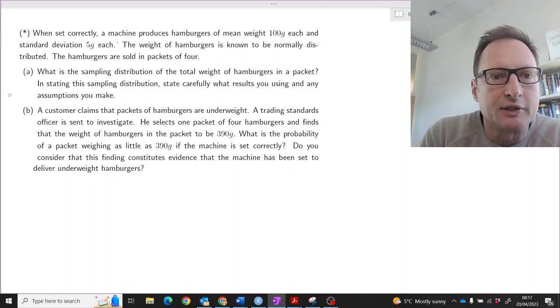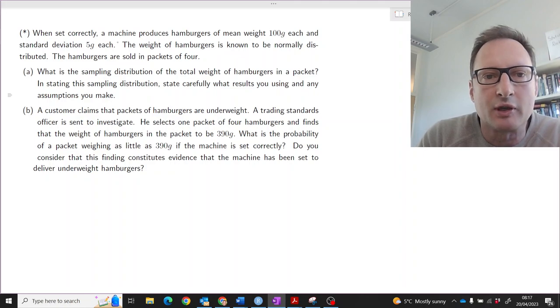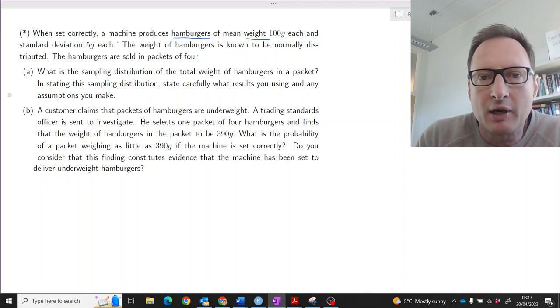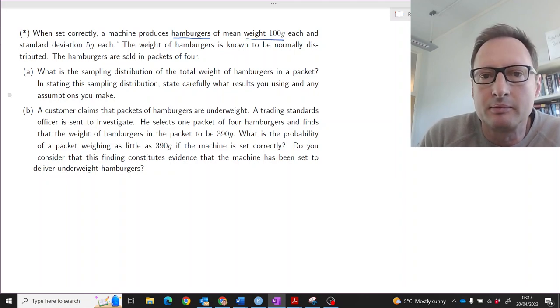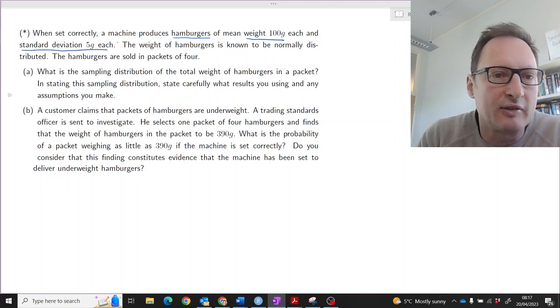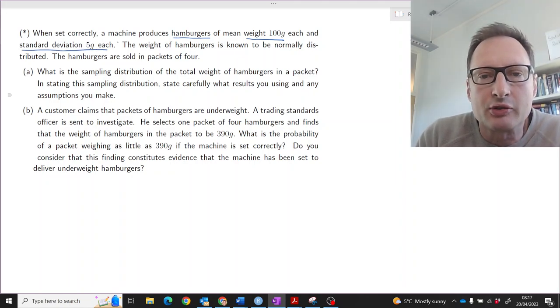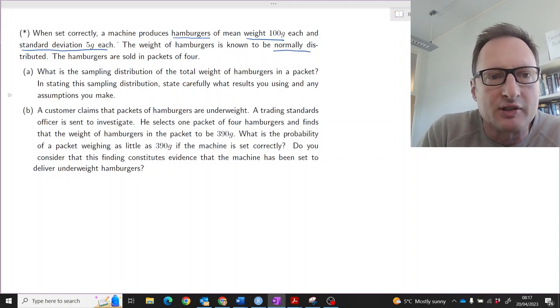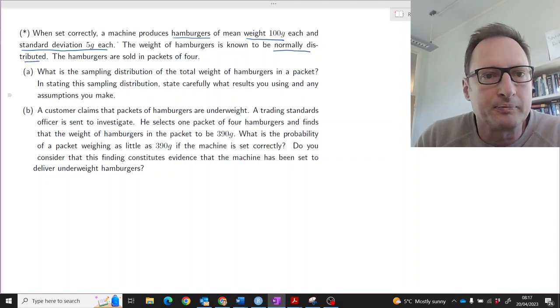So here we have a question in which we know something about the production process. Here the machine is producing hamburger patties, and they're meant to weigh 100 gram each, and the process knows we can't produce always exactly 100 gram. It's tuned such that the standard deviation should be 5 grams. And we also know from past experience that the weight of the hamburger patties is normally distributed. So what we know from here is that the process is a normal process.